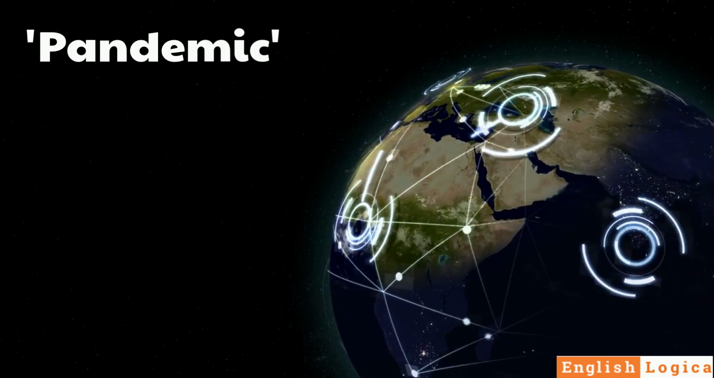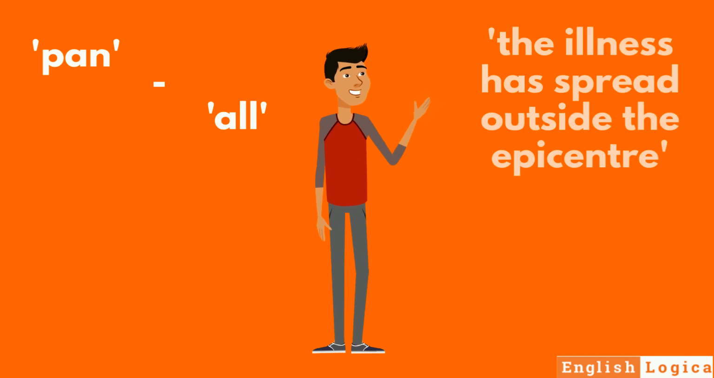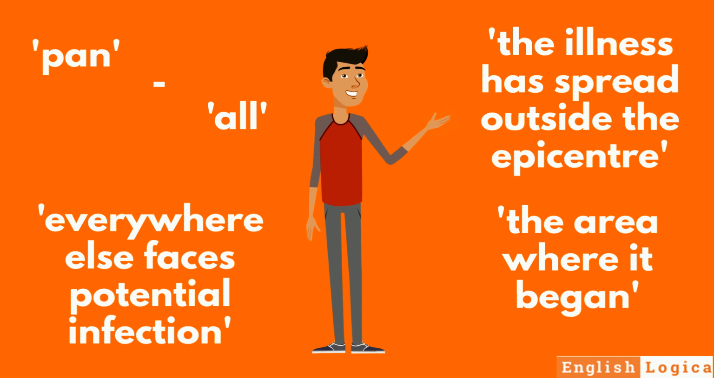Pandemic. The root pan means all, so when we hear of a pandemic, it means that the illness has spread outside the epicenter, or the area where it began, to a point that everywhere else faces potential infection.